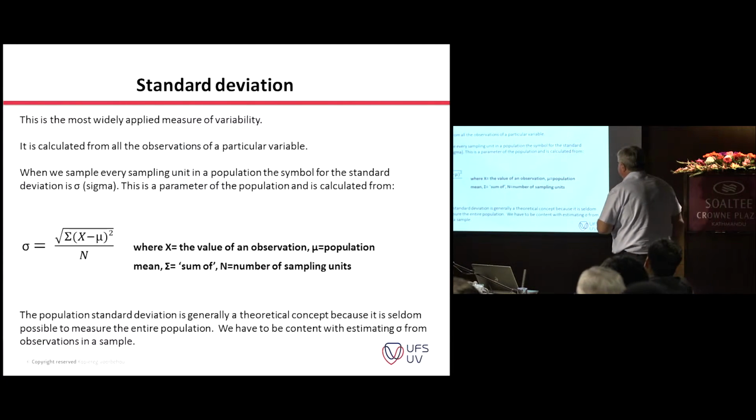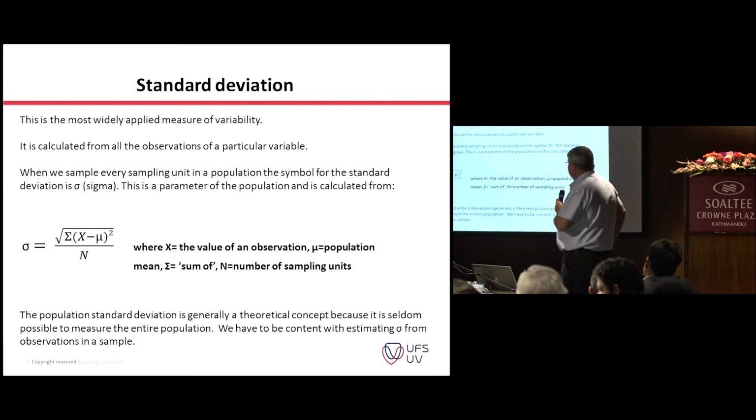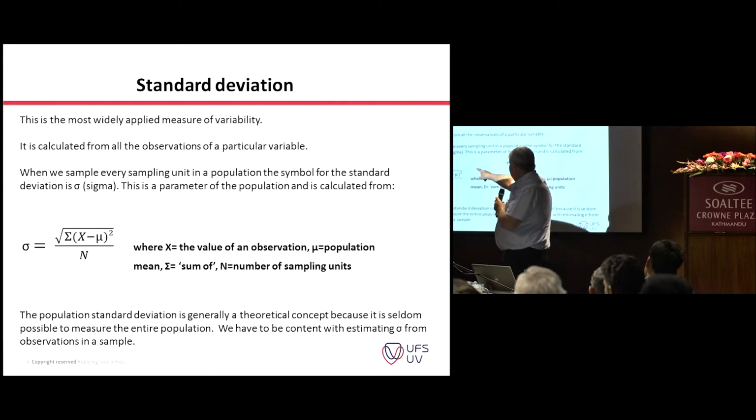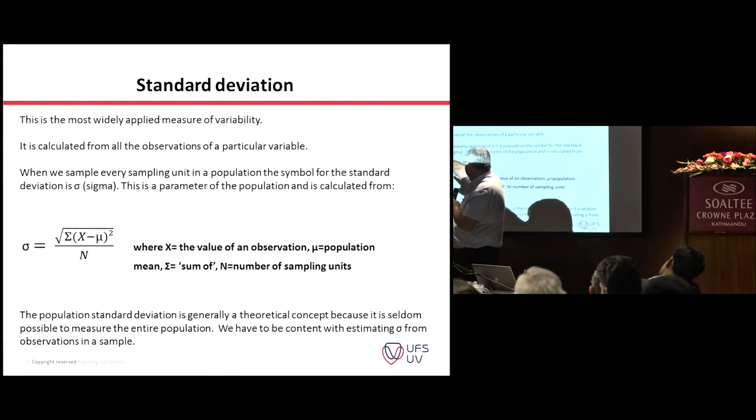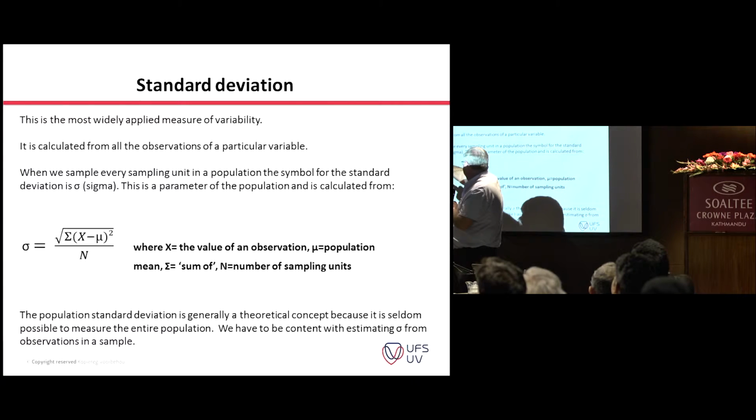There's the formula for the standard deviation for a population. And essentially, what we do is we look at each individual, how it deviates from the mean, right? We divide it by the number of individuals, and we also take the square root.